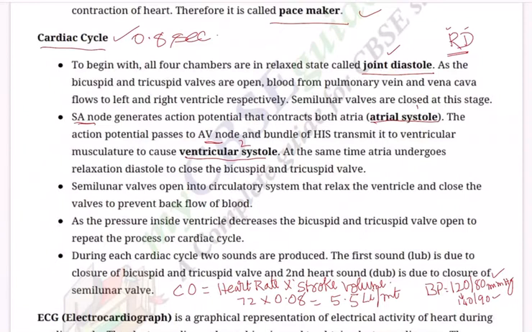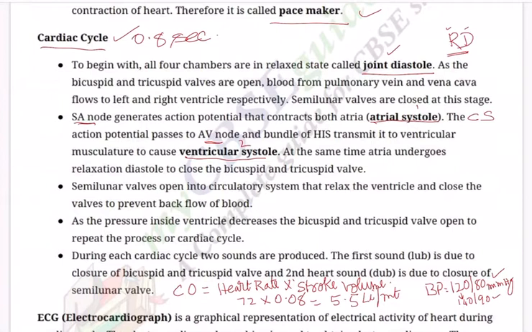Semilunar valves are closed at this stage. SA node generates action potential that contracts both auricles. So contraction of auricles is atrial systole. When diastole is relaxation, systole is contraction. CS, computer science: contraction, systole.